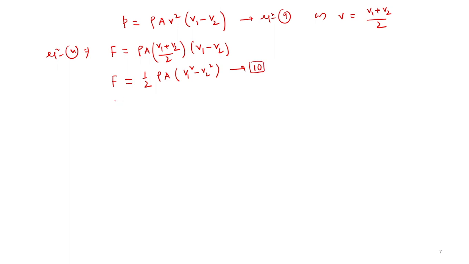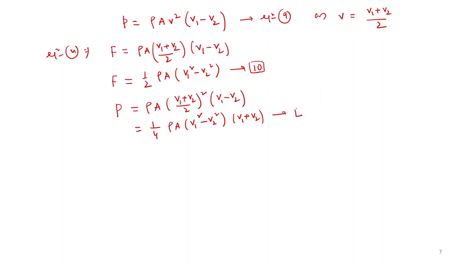Okay. And P we can write something like rho A ((V1 plus V2) divided by 2) whole square, then (V1 minus V2). Then if we take out 1 by 4, it will be something like rho A (V1 square minus V2 square) (V1 plus V2). So, this may be equation number 11. Okay? So, these two equations are very, very important.